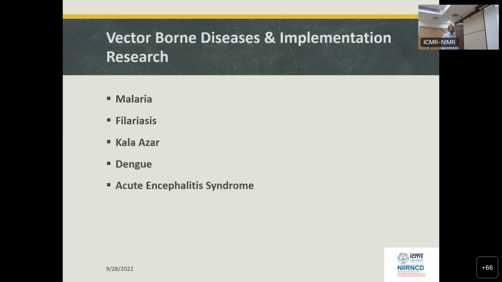All right. Now let us come to where we stand in terms of implementation research in the context of vector-borne diseases. You know better than me that these are the common vector-borne diseases we are facing in our country. Let me confess, I am no expert on vector-borne diseases. So I thought, let me do some literature search. I went to PubMed. I didn't do a systematic review because of paucity of time. I just put in some keywords.